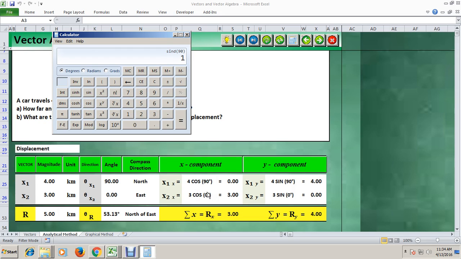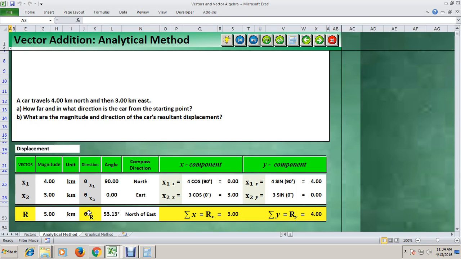Now, since we already established the values, cosine 0 is 1 times 3 gives you 3. Sine 0 is 0 times 3 gives you 0. You add the components accordingly, according to columns. You have 0 plus 3 gives you 3. You have 4 plus 0 gives you 4. What is left now is to compute for the magnitude of the resultant vector.